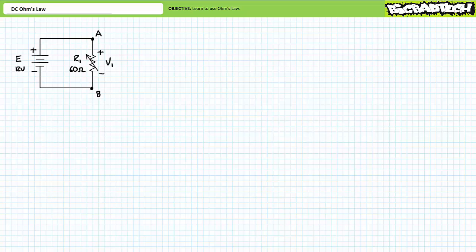Recall that current is the flow of charges through a conductive path with a voltage differential across that path. For a given voltage, if a path has low resistance, current will be high. Conversely, if a path has a high resistance, current will be low. Given we know the voltage across a known resistor, we can use Ohm's law to calculate the current through it. Current is equal to voltage over resistance.